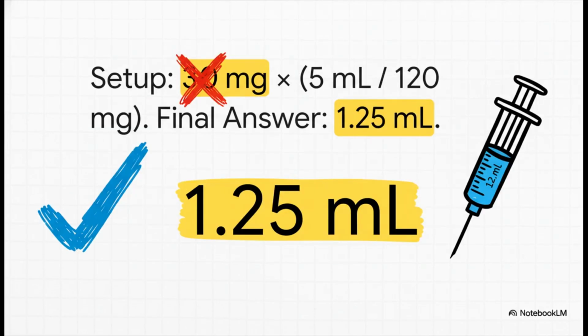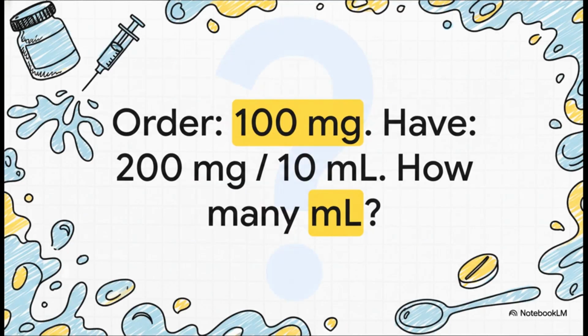All right, you're back. Let's check your work. The correct setup is 30 milligrams times the 5 milliliters over 120 milligrams. The milligrams cancel out, and the final answer is 1.25 milliliters. If you got that, you nailed it. Great job. Let's not stop there.